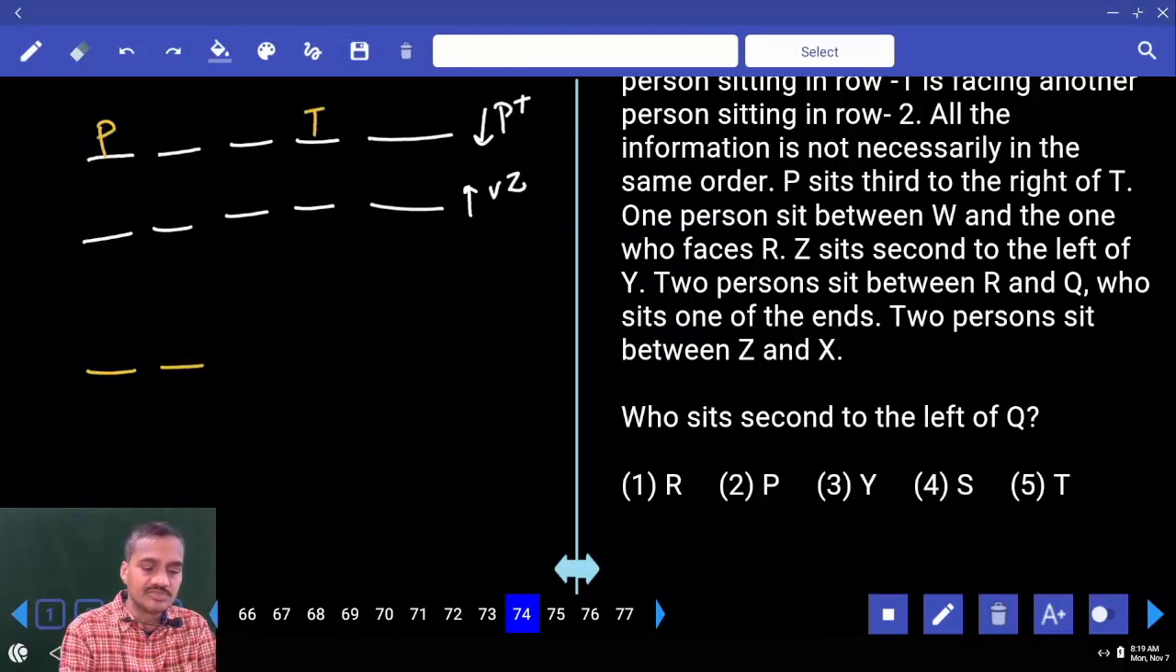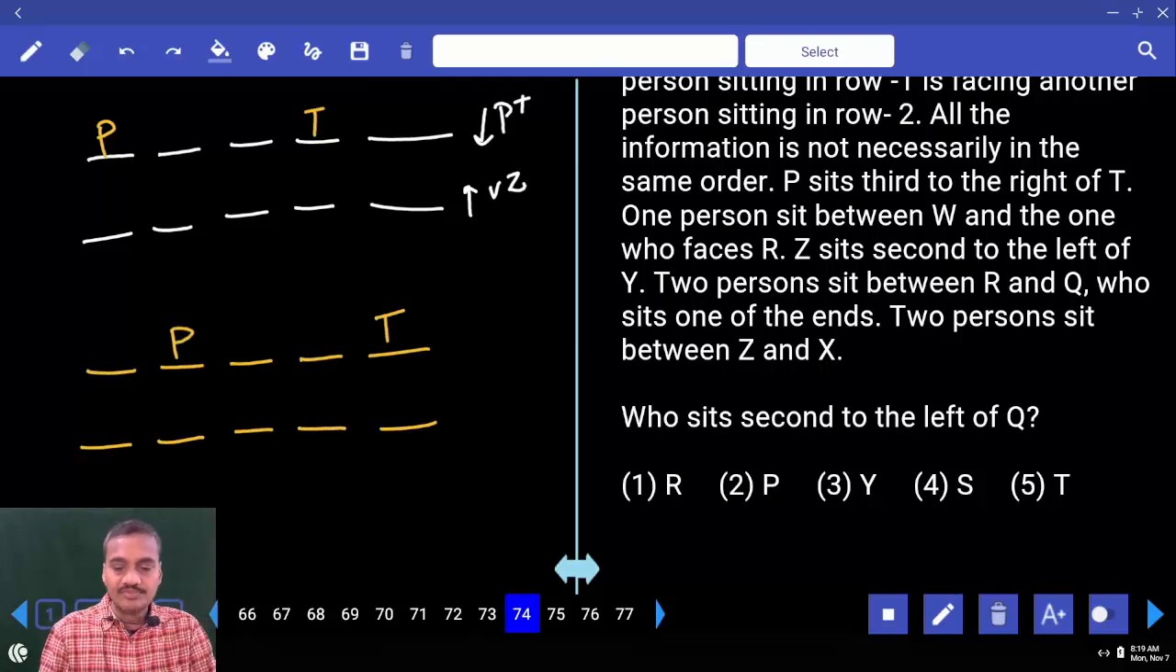And in the next case, P sits to the right of T. Now T is here, P is here. One person sits between W and the one who faces R. Hence R can be like this, in any order. Z sits second to the left of Y. And two persons sit between R and Q.